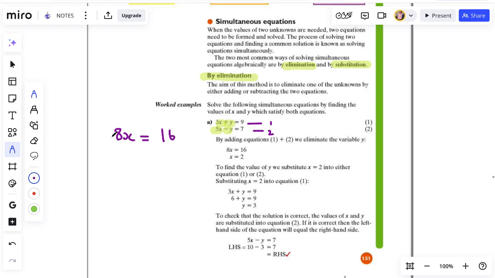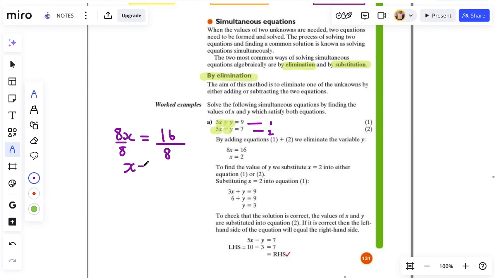Because we're looking for x. Why do we divide by 8? Because 8 is the coefficient of x. So to get x, you have to divide this side by 8, and you also have to divide the other side by 8. When you do that, x will be equal to 2. So you found the value of x.